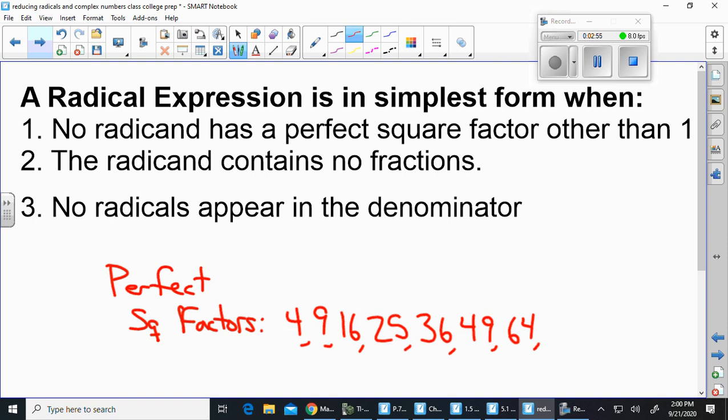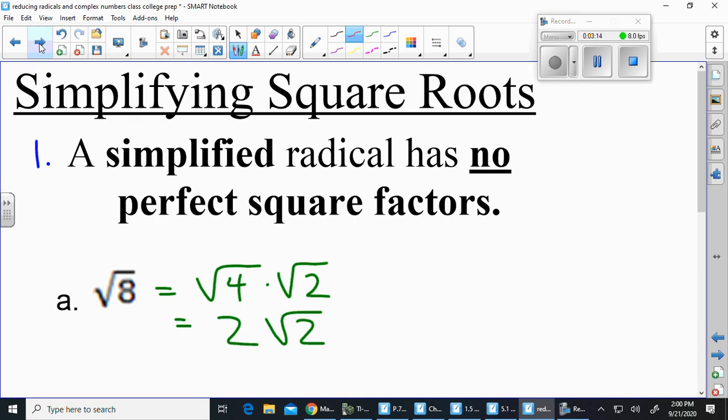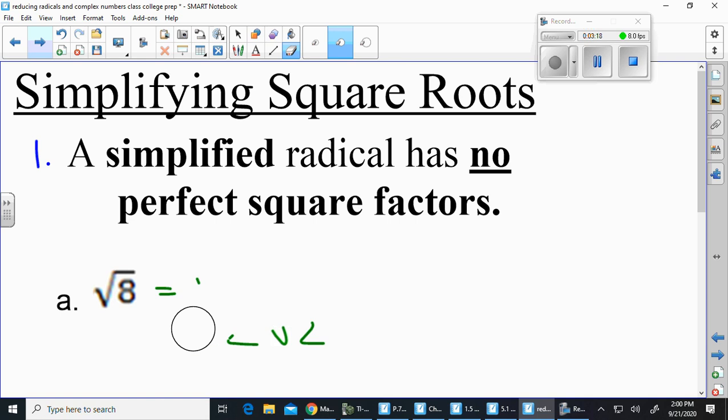49, 64, 81. If you were in my room, you would see that I have these up on my wall. But how do you generate them? 2 squared, 3 squared, 4 squared, 5 squared, etc. So what I'm going to do is just go through each rule and show you a couple of examples. But I don't want them done out.